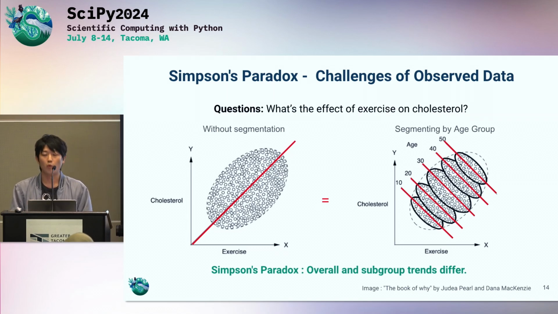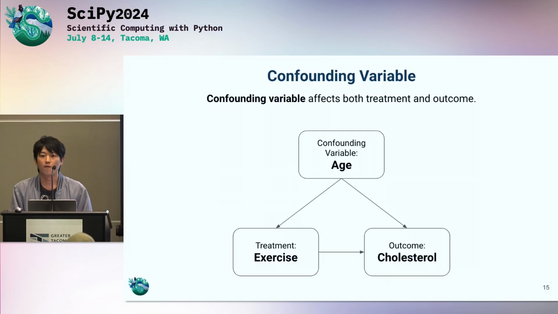This situation, where the overall trend differs from the trend within subgroups, is known as Simpson's paradox. In this paradox, age is a confounding factor that affects both exercise and cholesterol levels. This situation is known as confounding. Age in this case is called a confounding variable. In causal inference, it's important to account for and control this confounding variable.